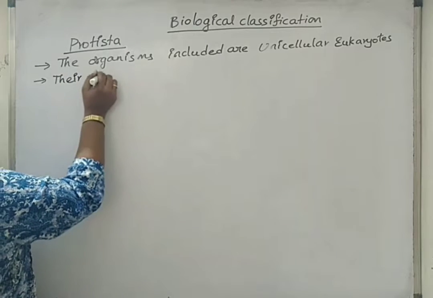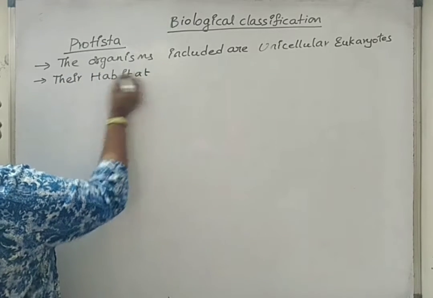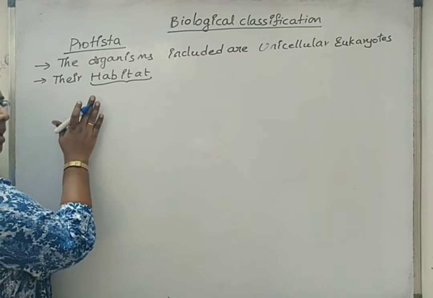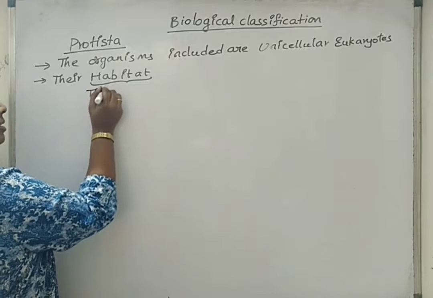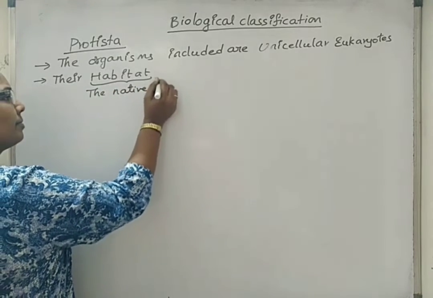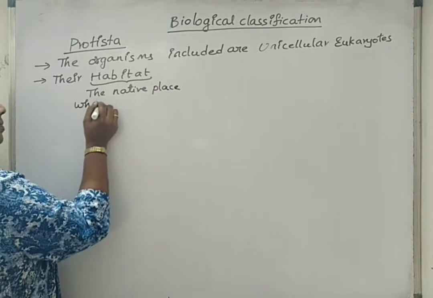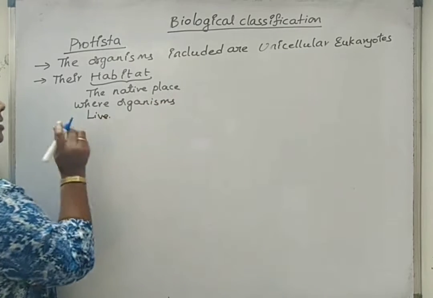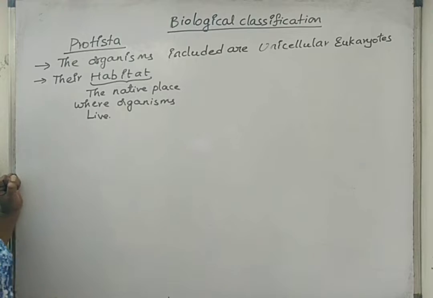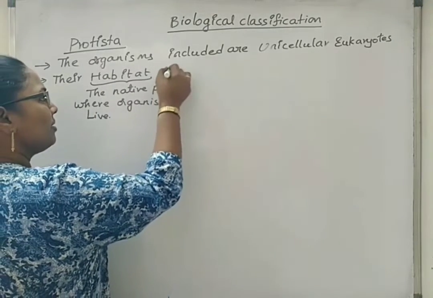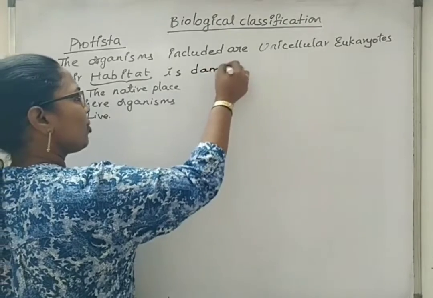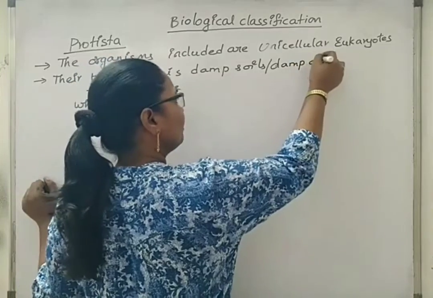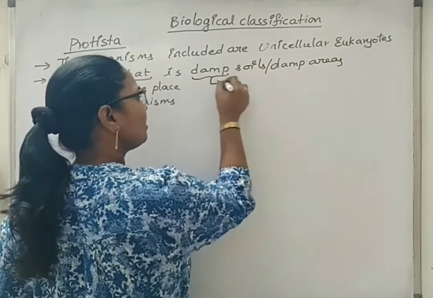Their habitat. What is meant by habitat? Habitat means the place where organisms, any type of organisms, are natively living. The native place where organisms live is given the term habitat. So, the habitat of Protista is damp soils or damp areas. Here damp means moist.